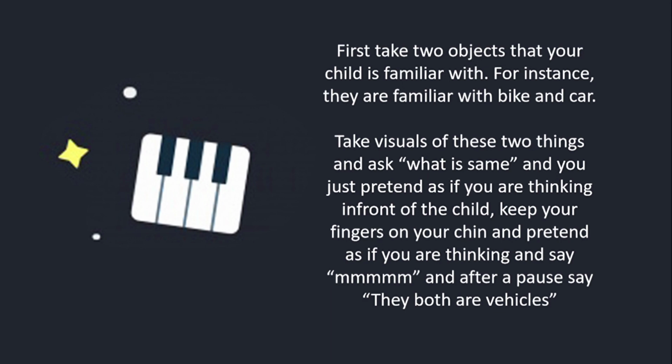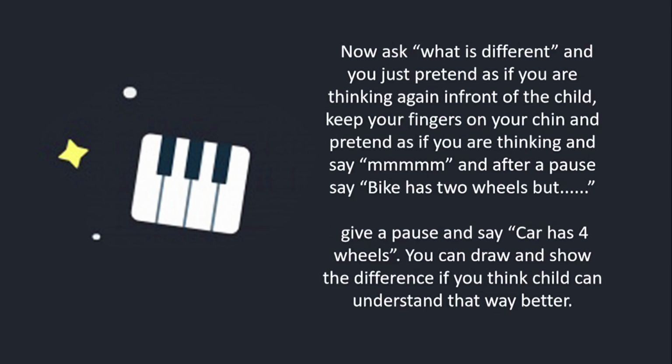And you just pretend as if you are thinking in front of the child. Keep your fingers on your chin and pretend as if you are thinking, and after a pause say, they both are vehicles. Now ask, what is different? Again pretend as if you are thinking in front of the child. Keep your fingers on your chin, and after a pause say, bike has two wheels but... give a pause and say, car has four wheels.